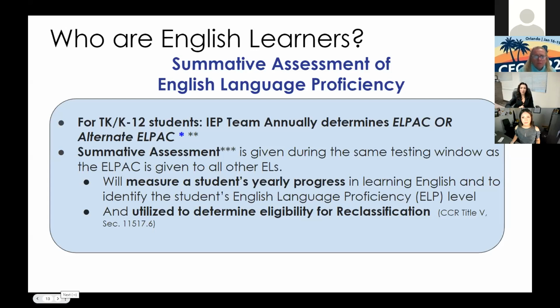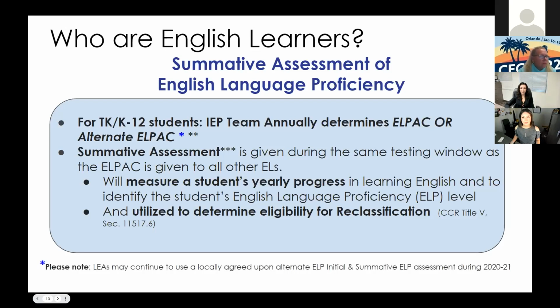It measures yearly progress, ensuring that we have a better understanding of our students' English language proficiency level, how we may then integrate and utilize the English language development standards appropriately to ensure, again, that students are making growth and progress in their English language acquisition. The LPAC information will also assist us with eligibility for reclassification from their English learner status as appropriate. So as we come into a new school year, we recognize that the alternate LPAC is just around the corner.